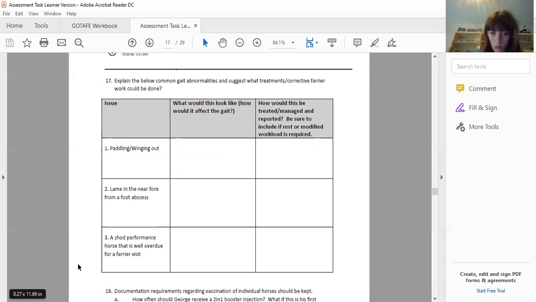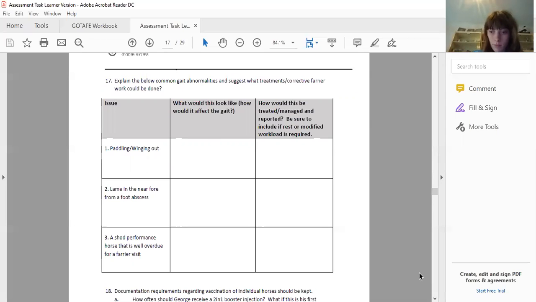And third one, you've got a shod performance horse that's well overdue for a farrier visit. So it's saying they're shod, but it doesn't clarify whether they've got all 4 shoes on or not, but they're well overdue. So it could be that the shoes are loose, or that you've got a missing shoe and you've got really long hooves.